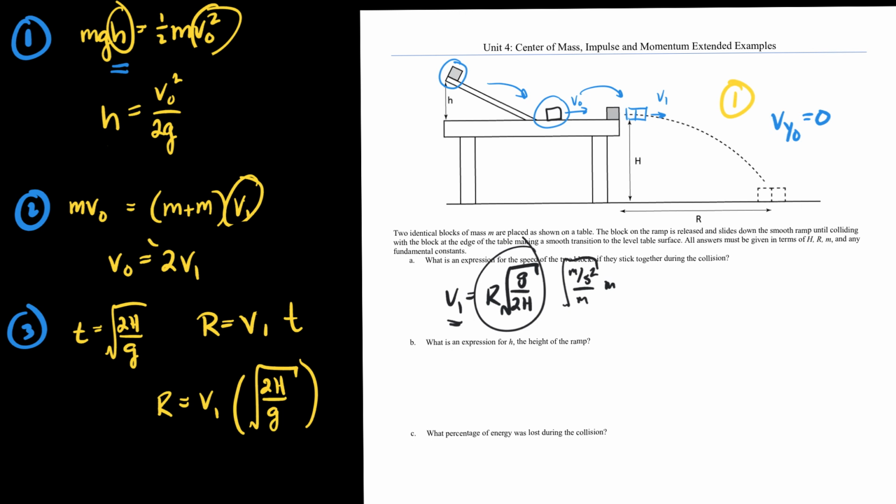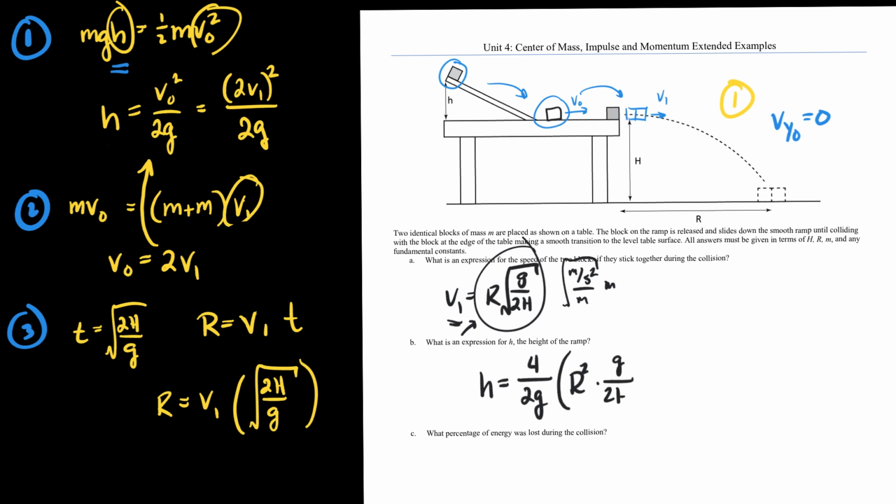So I'm going to go ahead and bring this up here and substitute for V naught and get 2V1 squared over 2G. I'm closer. And I know that this is going to work because V1 is something I solved, and I have my allowed variables in V1. So it looks like H equals, let's go ahead and do, that's going to be 4 over 2G times, I'm going to put this in there, but I'm going to square it. R squared times G over 2H.